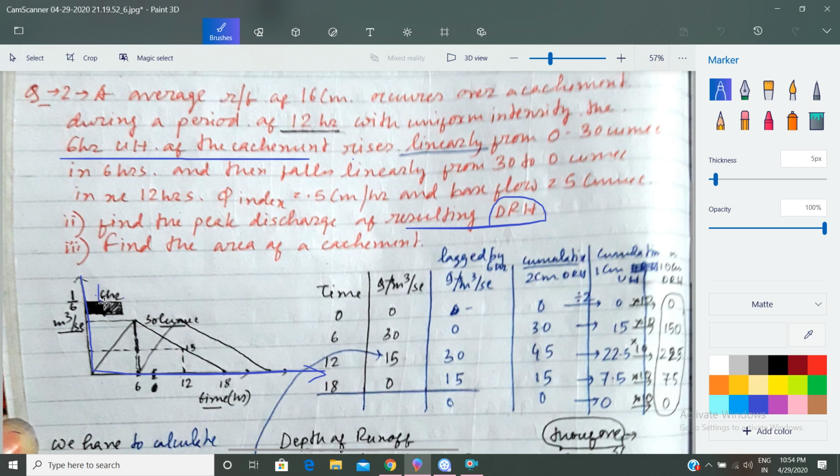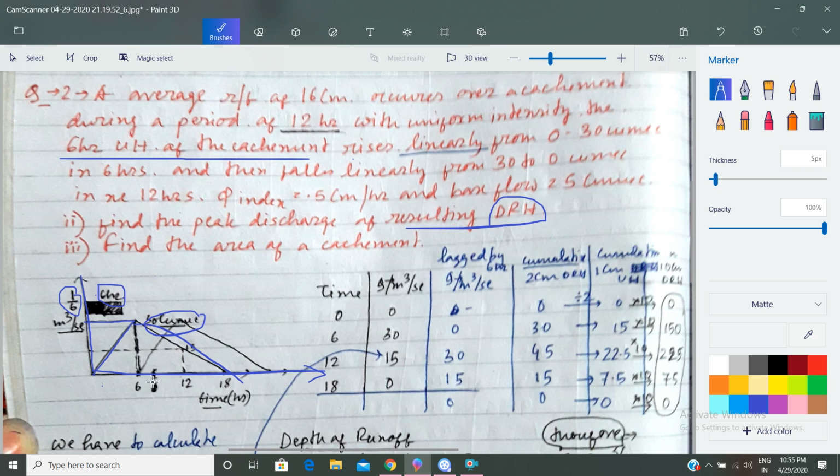For this 6-hour duration precipitation, the intensity will be 1/6, so the unit hydrograph is for 1 centimeter total precipitation. Now see what is written here: uniform intensity, the 6-hour unit hydrograph of the catchment rises linearly from 0 to 30 cumecs. As it is stated as linearly, we will draw a straight line from 0 to 30 cumecs. This is 30 cubic meter per second, the discharge here, and it falls from 30 to 0 in 12 hours.